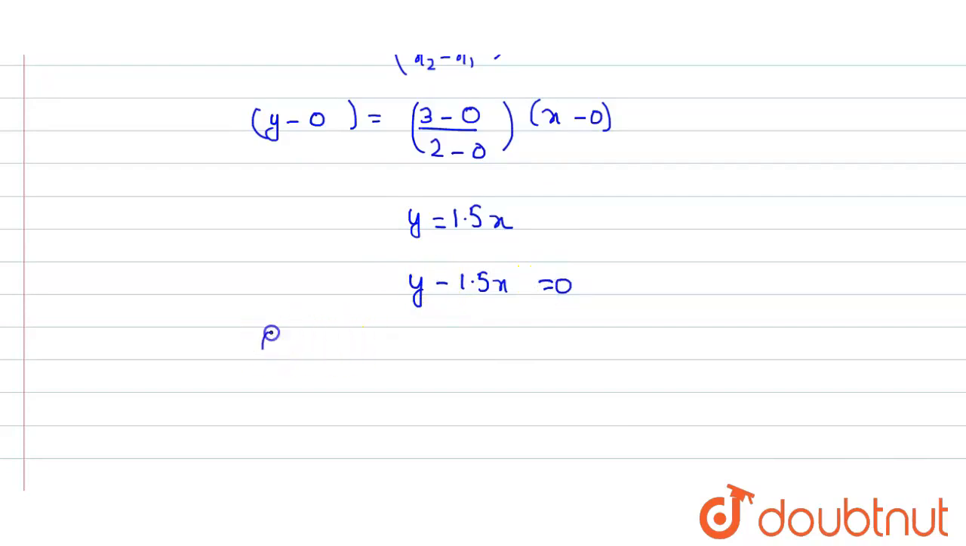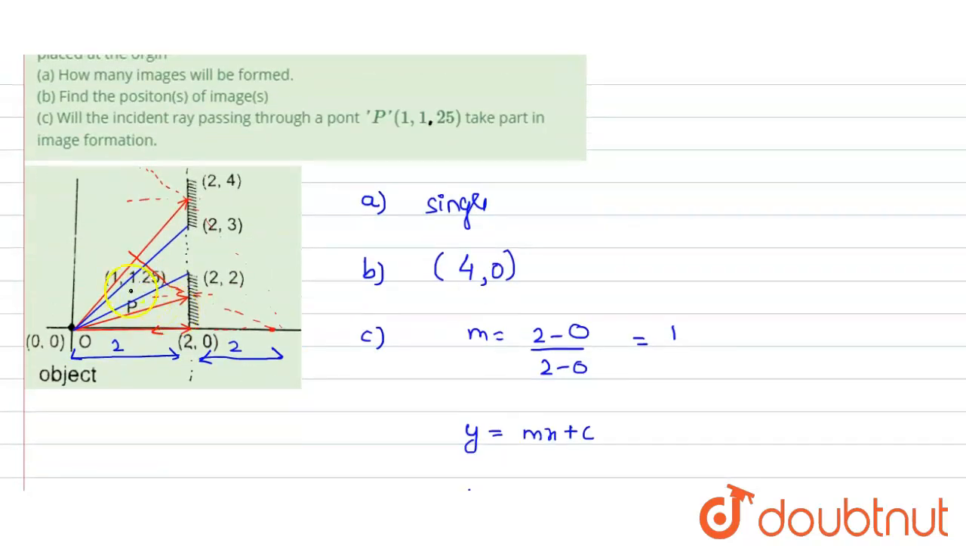Now we put our point, which is 1, 1.25. The y value is 1.25. If we put the value of y as 1.25, minus 1.5 times the x value 1, this would turn out to be minus 0.25. Now this is less than 0. That means the point would be lying below this line. It would be lying above the first line, and below this line. That means it is not taking any part.